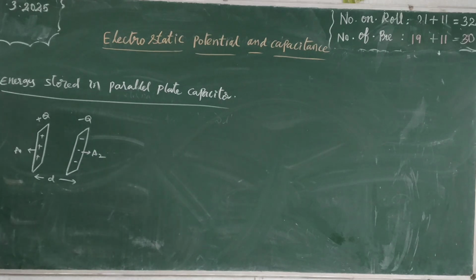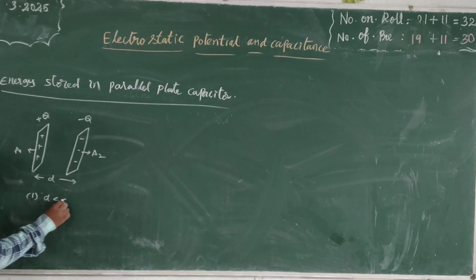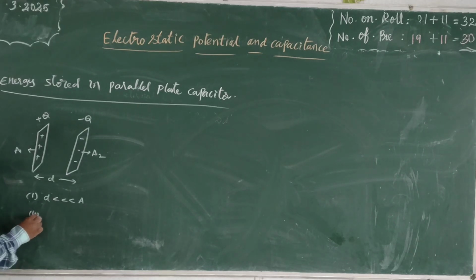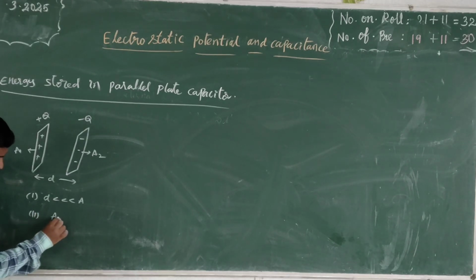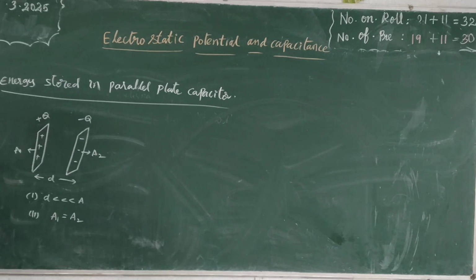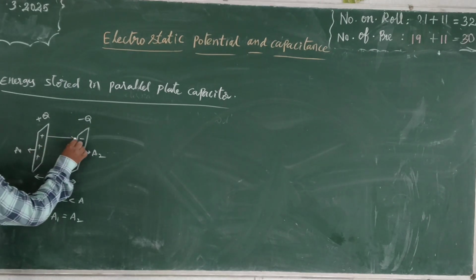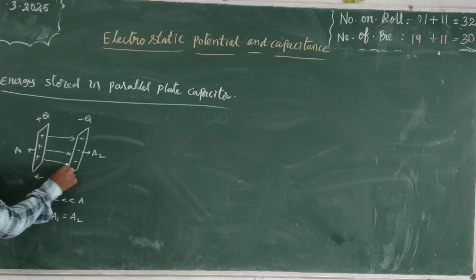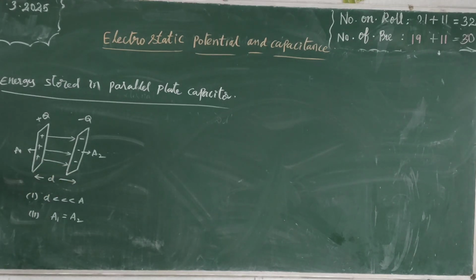What are the conditions here? There are two conditions. The first one is that d is very, very small compared to the area. The second one is A1 equal to A2, meaning the area of the first plate is equal to the area of the second plate. Electric field lines move from positive to negative. So this we can call a parallel plate capacitor.